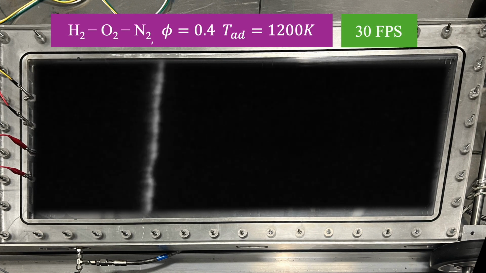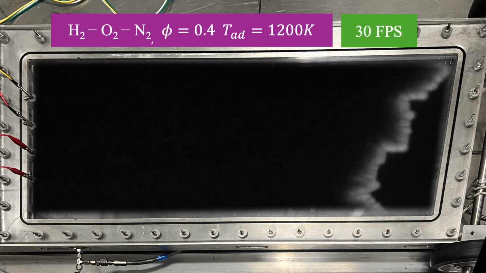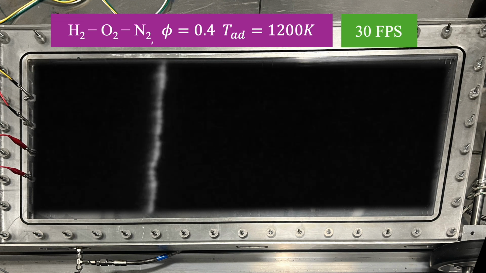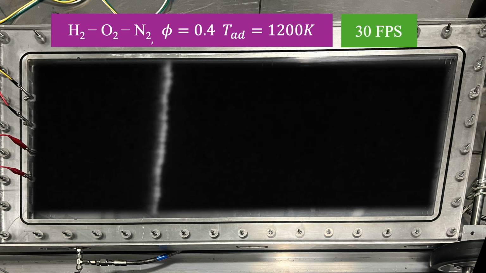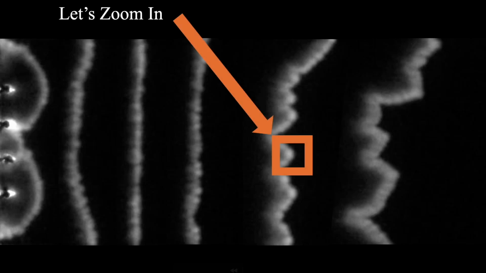Here is a video of a lean-burning dilute hydrogen flame. The video is being played back in real time with an equivalence ratio of 0.4 and a T adiabatic of 1200 Kelvin. Notice the cellular instabilities that form, and notice in the second half we get a nice sawtooth shape. For the purpose of this presentation, we are going to be trying to zoom in and look at the tip of the sawtooth to see if we can get a better picture of what is going on.